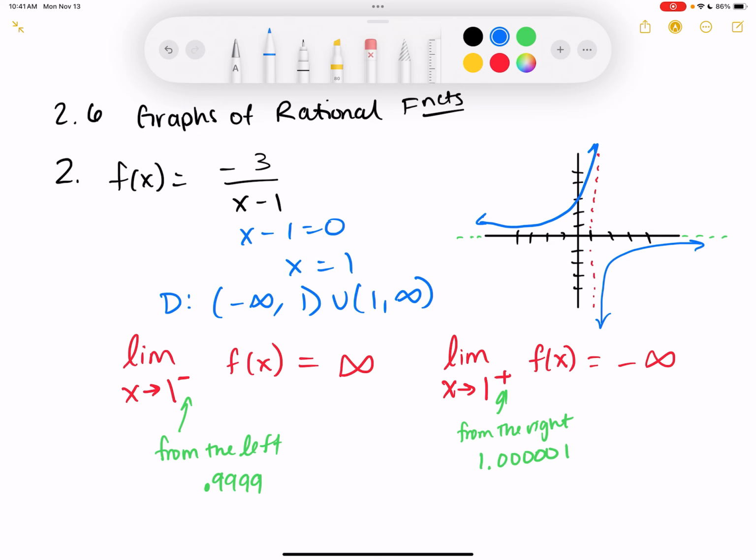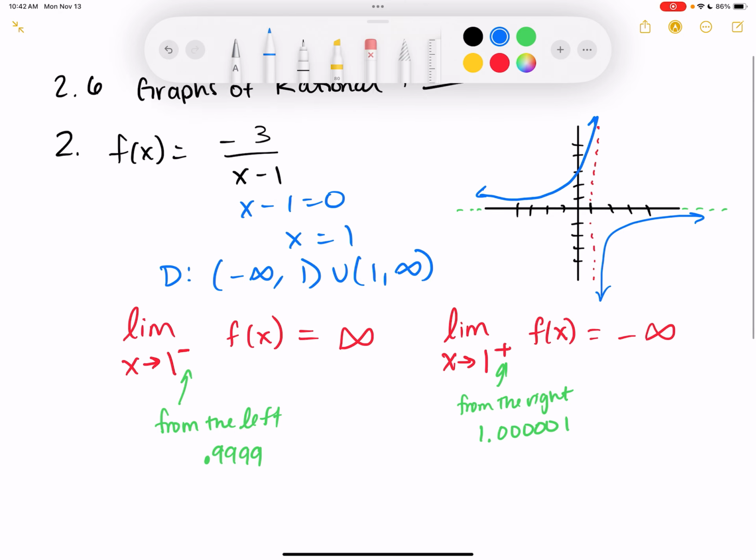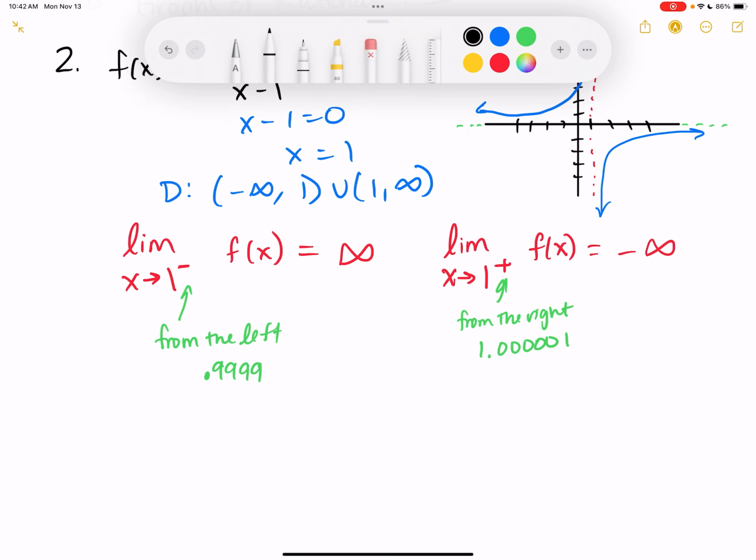All right, number 4, same instructions as that one. We've got f of x is equal to 2 over x squared minus 1.